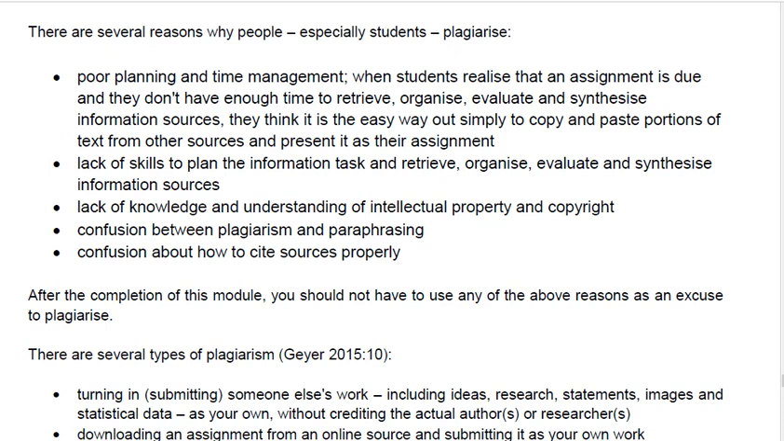Two, lack of skills to plan the information task and retrieve, organize, evaluate, and synthesize information sources. Three, lack of knowledge and understanding of intellectual property and copyright. Three, confusion between plagiarism and paraphrasing. Three, confusion about how to cite sources properly. That's why I directed you to tutorial letter 501 and tutorial letter 301 or 302. That is where you are going to get the correct way of citing or referencing.